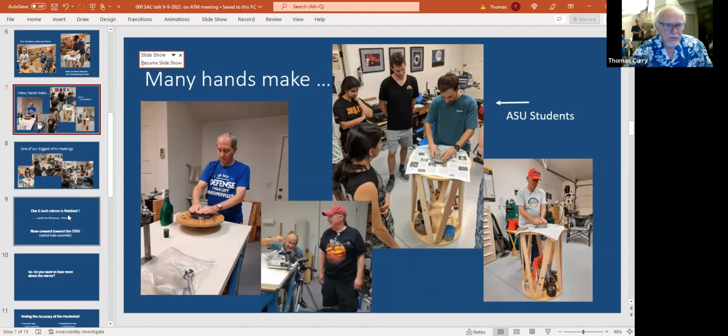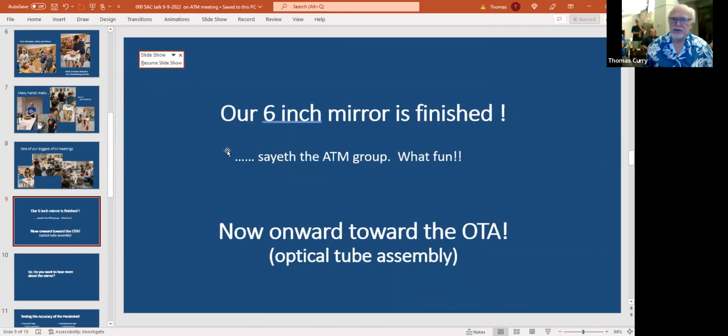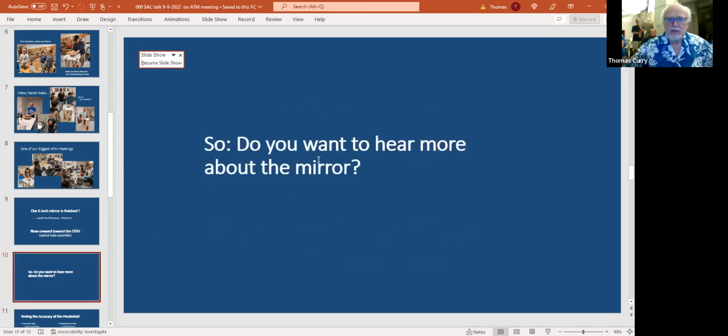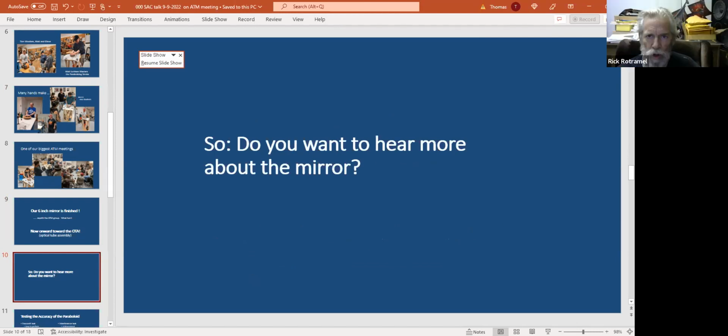Okay, finally, the 6-inch mirror is finished, saith the ATM group. Now upward and onward towards the OTA. So if you want to hear more about this mirror, I can continue or I can stop there. Who wants to hear more? More.